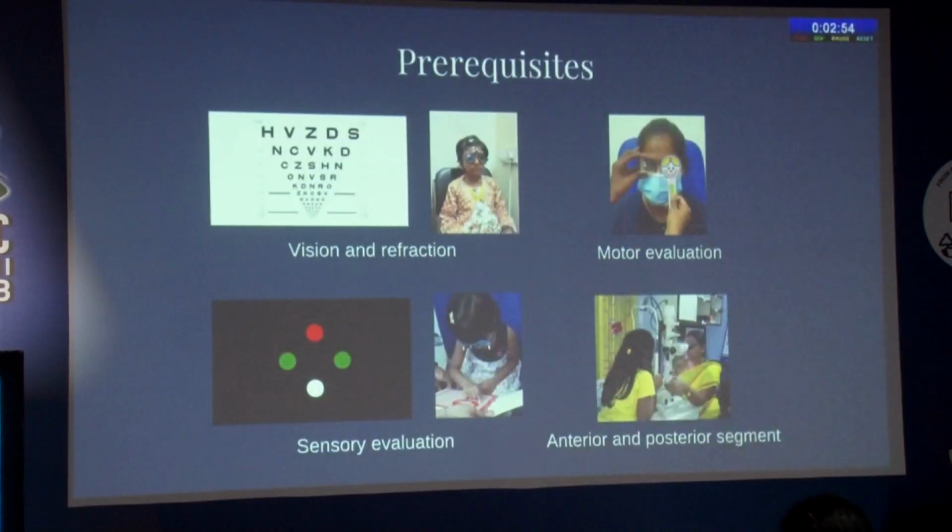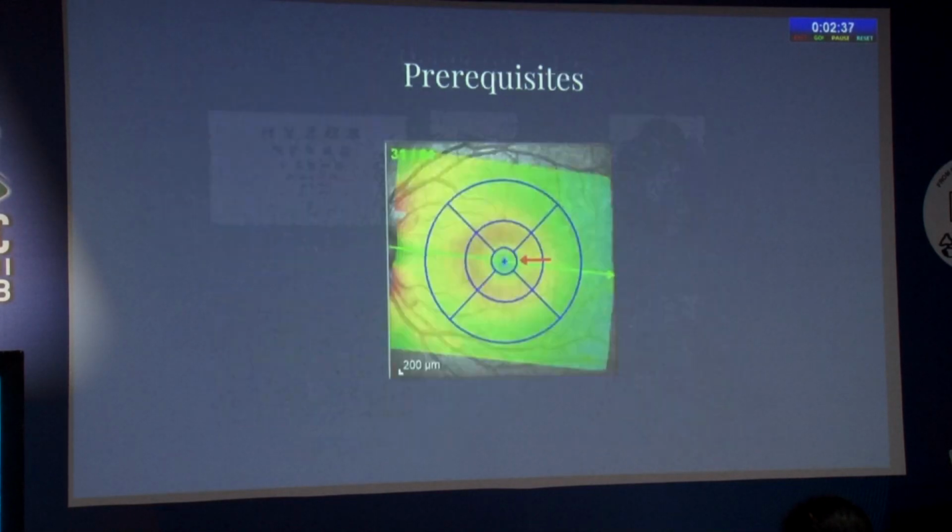For going into this vision therapy, a comprehensive eye evaluation has to be done: vision and refraction, a motor and sensory evaluation, and of course an anterior and posterior segment examination to rule out any active pathologies. Most of these therapies require a foveal fixation, which can be checked with either an ophthalmoscope or an OCT image.